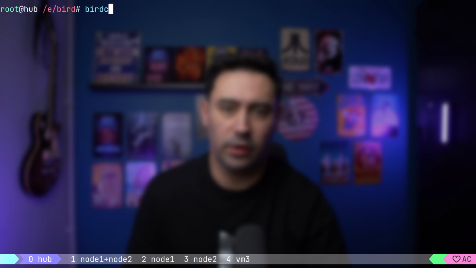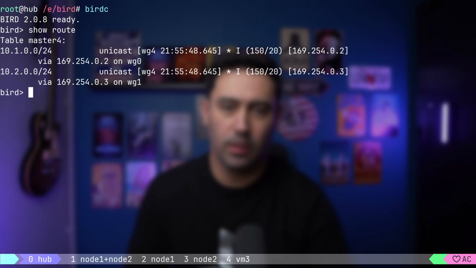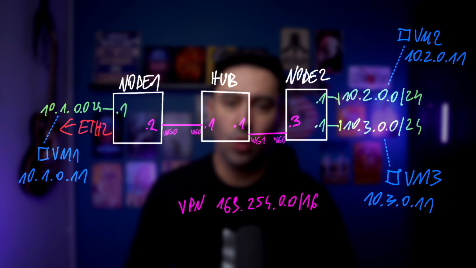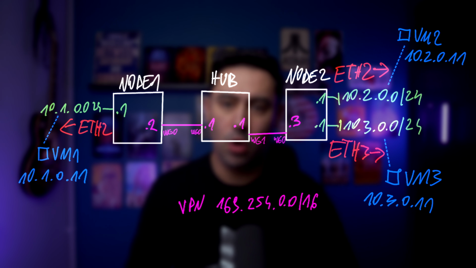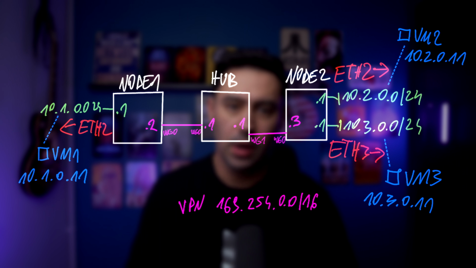Before we proceed further, let's do some cleaning. ETH2 interface on node 1 and node 2 points to a client network. There will be no OSPF routers there. We should not send OSPF messages via ETH2 as we won't form a neighbor relation there.